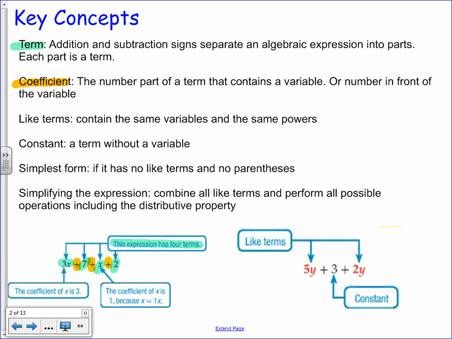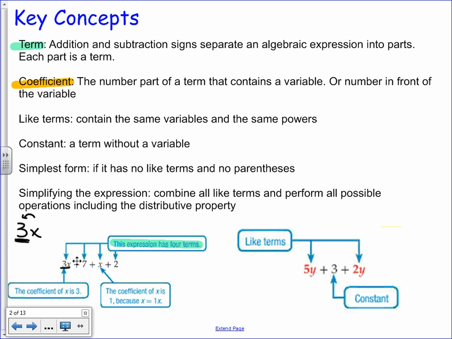And then we've got coefficient, and this is the number part of the term that contains a variable, or you can think of it as the number in front of the variable. So, like down here in this example, we have 3x. In 3x, the coefficient in this case is 3. So it's the number in front of the variable.